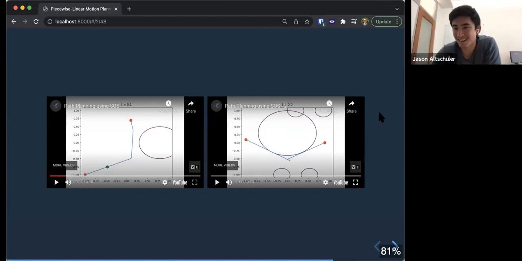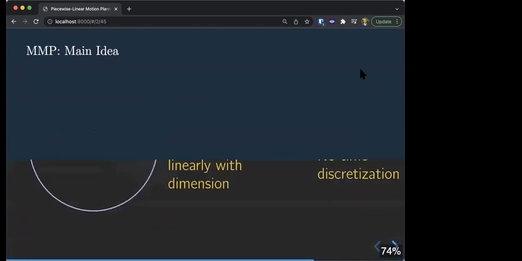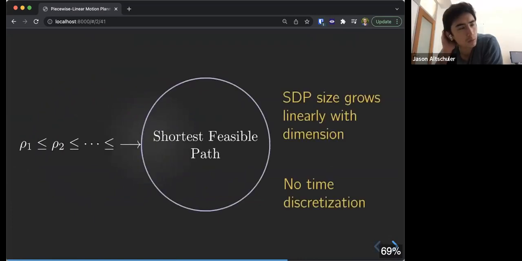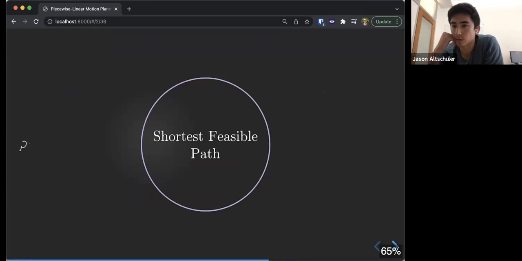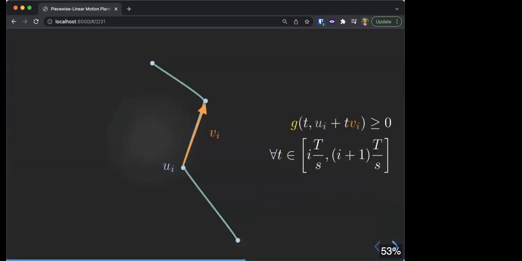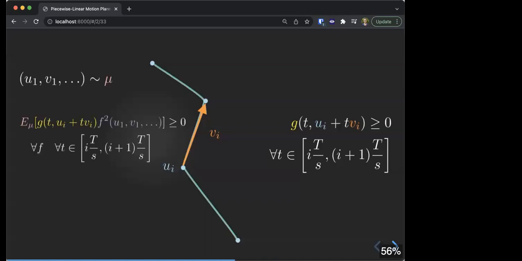Hey, Bachir, great talk. One quick question, and you probably said this earlier, maybe I just missed it. One thing you emphasize is the SDP size grows linearly in the dimension. Why is that? Why is it not something you'd expect to be a combinatorial growth in the degree R and the number of variables n? Right.